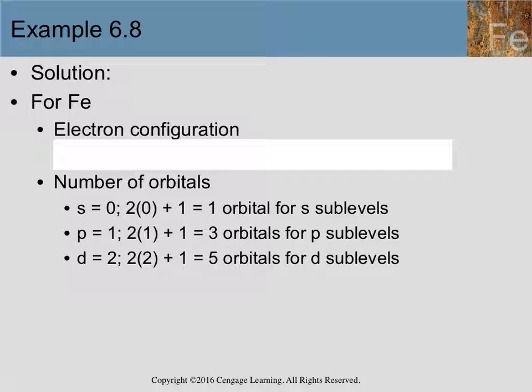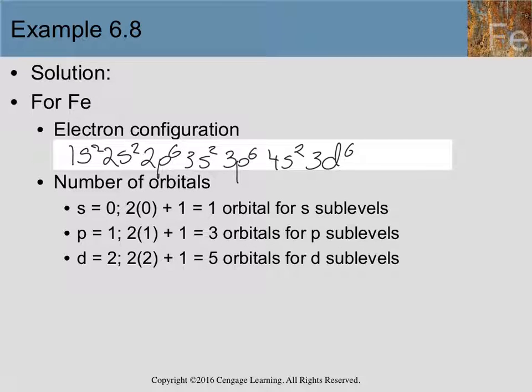So for iron, we're going to go through the same process, and the notation for iron is going to be 1s2, 2s2, 2p6, 3s2, 3p6, 4s2, and then finally for iron we're going to go up in the D sublevel to 3d6. So we have 1 orbital for the s, 3 for the p, and 5 orbitals that will go into the D sublevel.